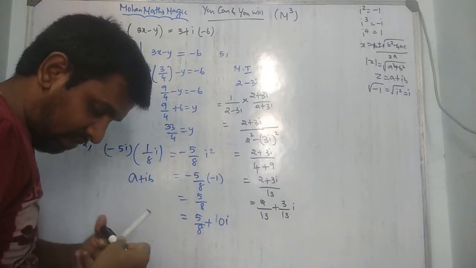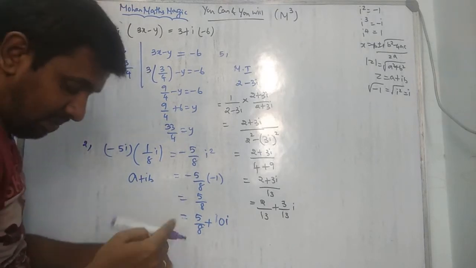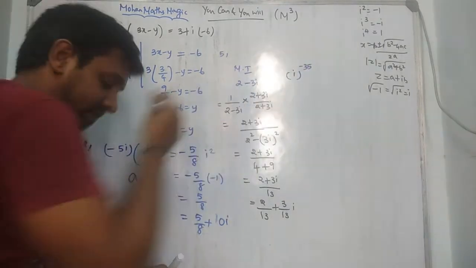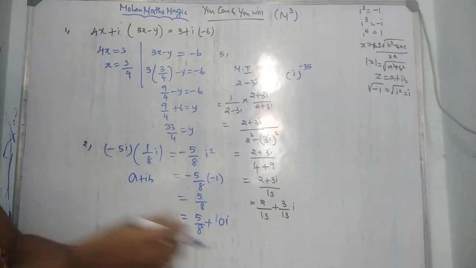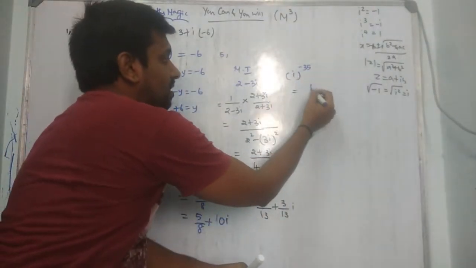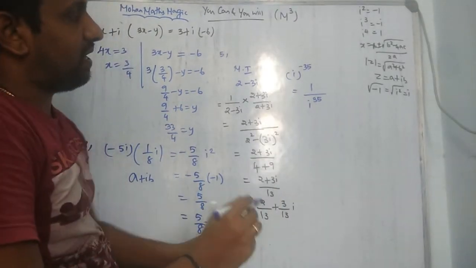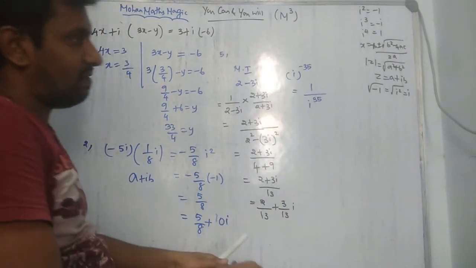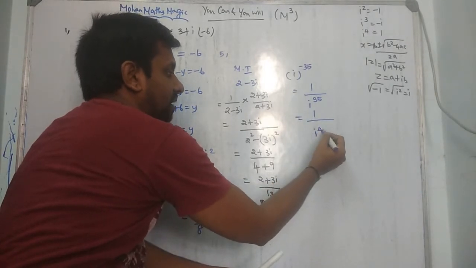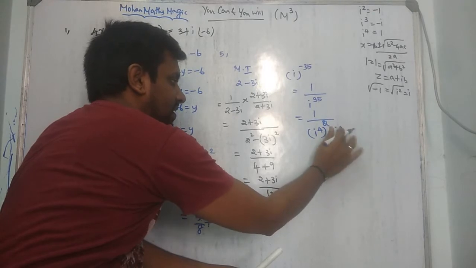Next, express the following in the form a plus ib. I already told you, 1 upon minus 35. Example number 6, second one, i power minus 35. So for i power minus 35, the first step is to bring the reciprocal down, which is class 7 portion: a power minus m can be written as 1 upon a power m. Next, 1 upon i power 35. For i power 4, take the quotient, and i to the power of the remainder.